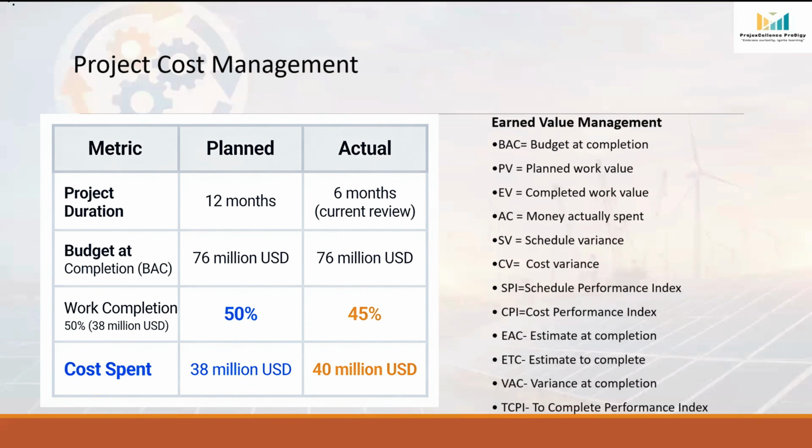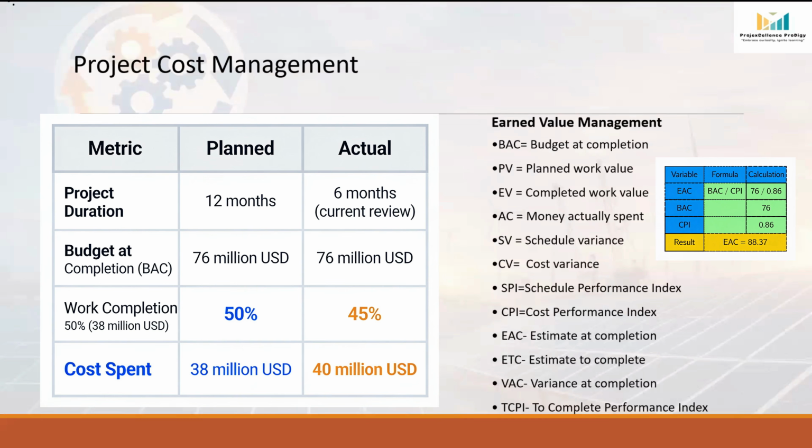EAC, Estimate at Completion. Now suppose management asks, if we continue performing like this, what will be the total project cost? This is called the Estimate at Completion or EAC. The formula is EAC equals BAC divided by CPI. If we substitute the values, 76 divided by 0.86 gives us $88.4 million. This means if our current performance continues, the project is expected to finish at $88.4 million instead of what we planned, $76 million.